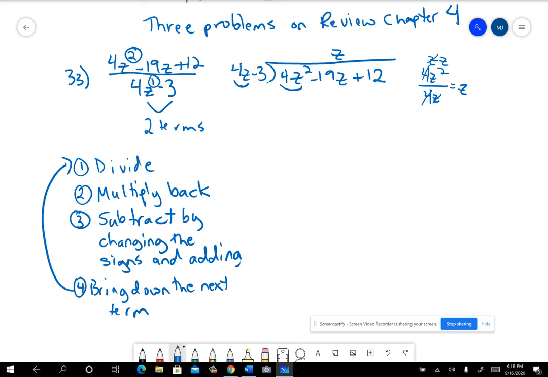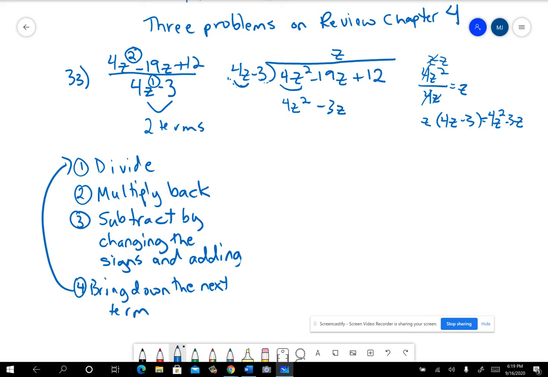Okay, now I need to multiply z times the 4z minus 3. So I said multiply back to try to remind you that you take z and multiply it back times this 4z minus 3 right here. I'm going to go ahead and show the scratch work. When I do that, the z gets distributed. Okay, and I get 4z squared minus 3z.